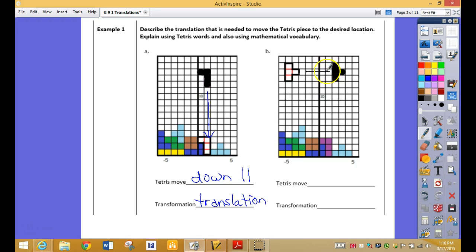How about this Tetris move? The solid over here to this new one. What did we have to do? Right or left? Left how many? Left 7. We had to go from here: 1, 2, 3, 4, 5, 6, 7. Okay, so it was left 7. Now is that a positive or a negative 7? That's going to be a negative 7. What would down 11 be, a positive or a negative? Yeah, that would actually be a negative 11, wouldn't it? Was there a transformation that took place? That one also was a translation, which you know as a slide.